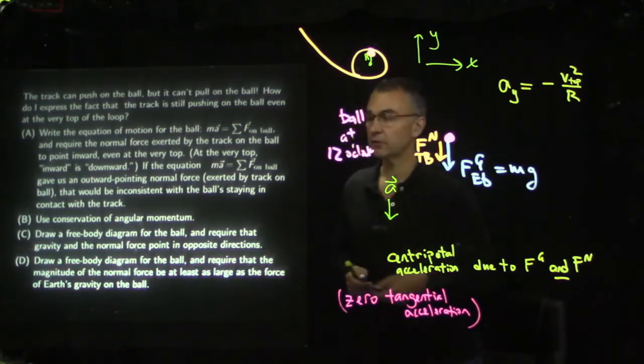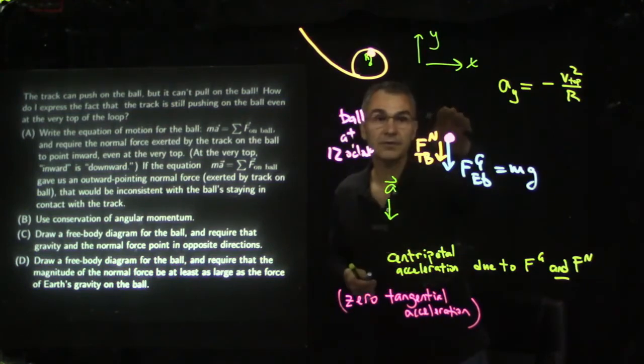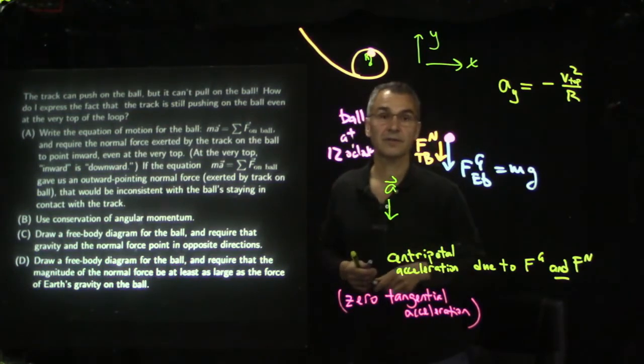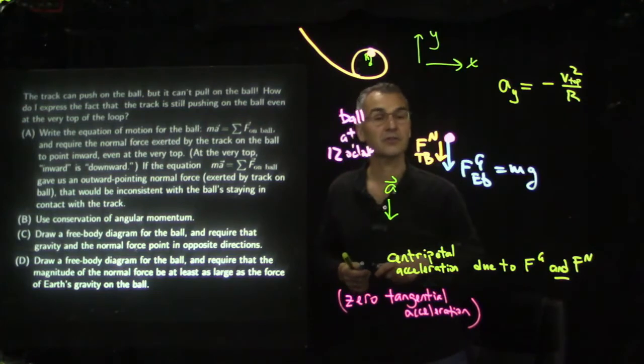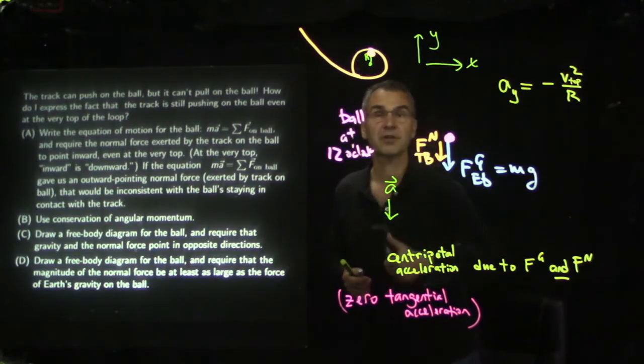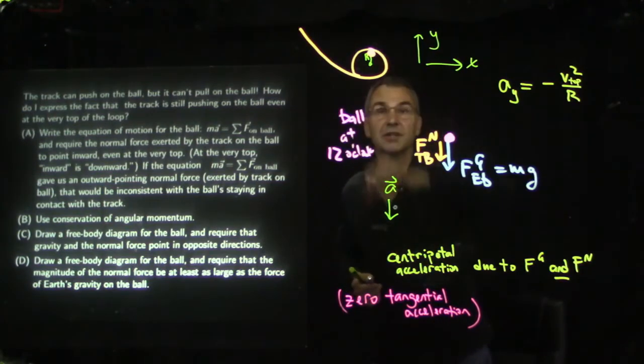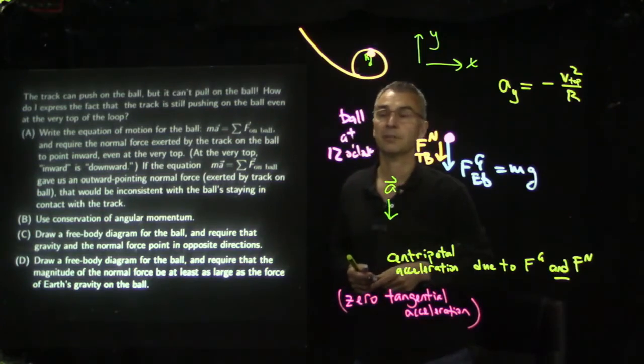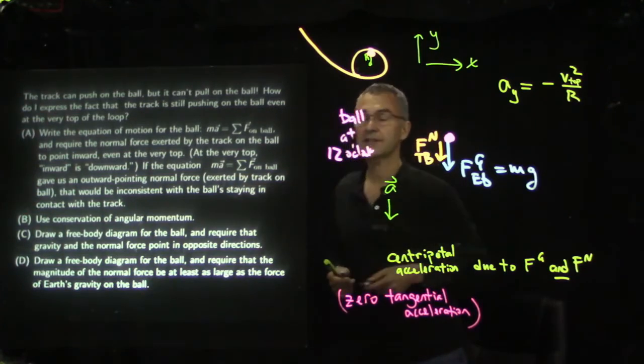No, I think we want the normal force to point downward. It could be just barely non-zero. It could even be exactly 0. But we need to make sure the normal force does not point up there, because if the normal force pointed up there, that would require the track to pull on the ball, but it only knows how to push on the ball. So I guess the only one that I like here is A.